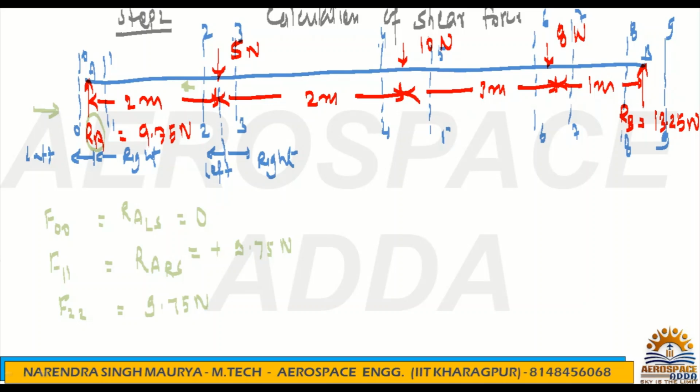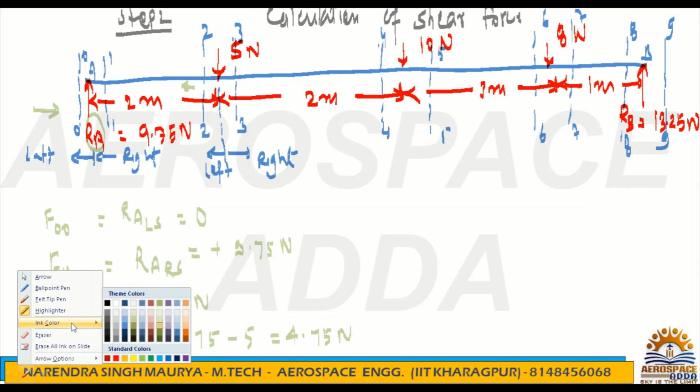Only 9.75. But at the same time, if I ask what is F33, F33 means you reached this point, you crossed the 5 Newton, and after crossing 5 Newton you reach 0.33. Now you will see how many loads are there: RA and 5 Newton. RA is going upward, so it is plus 9.75. And 5 Newton is going downside, so it is 5 Newton. Now if you check the value, it is 4.75 Newton. So F33 is nothing but 4.75.